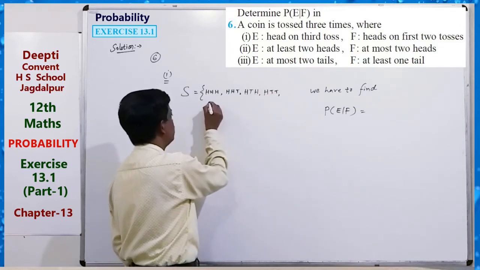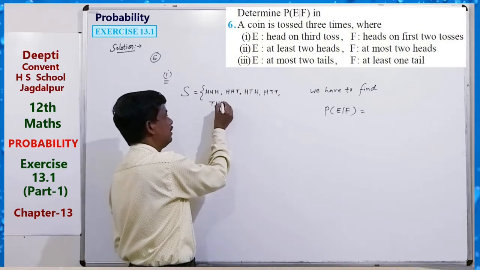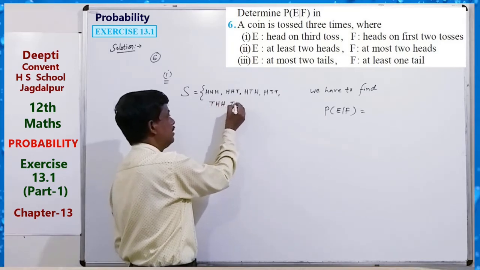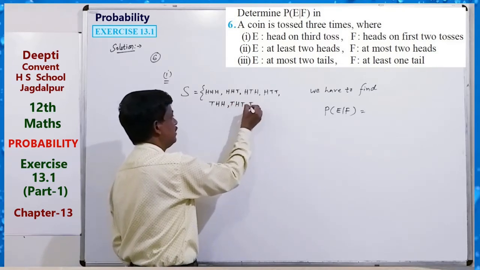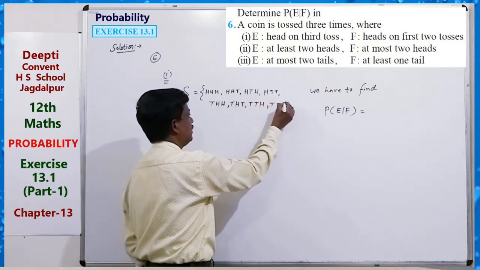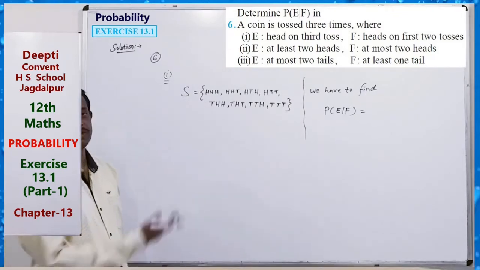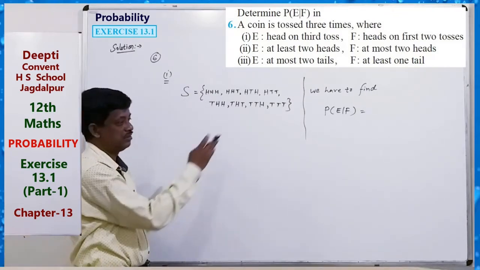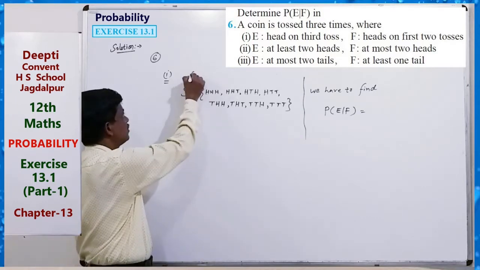tail, head, head; tail, head, tail; tail, tail, head; tail, tail, tail. This is the sample space for question 6.